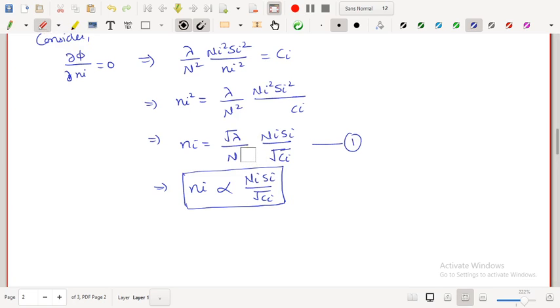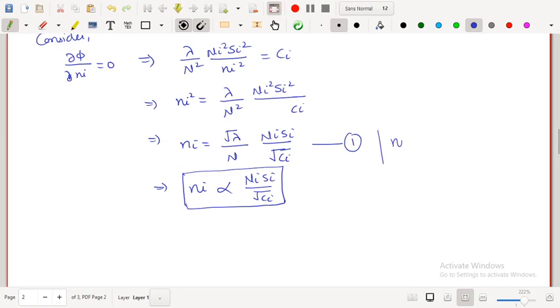here it will be n, after taking square root, this will be n. So root lambda upon n, we have to find the value of this constant and then put it here. In equation number 1, we can write this Ni upon n as Wi.